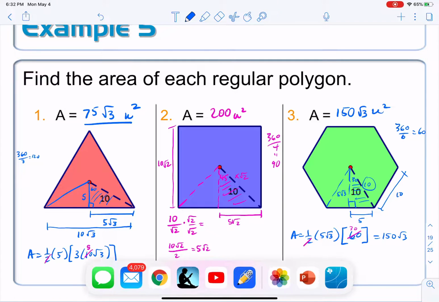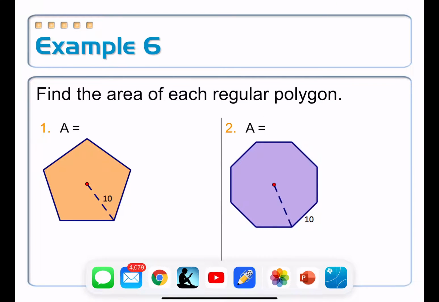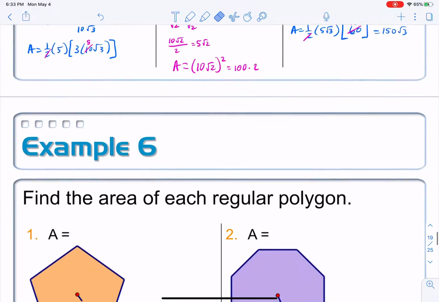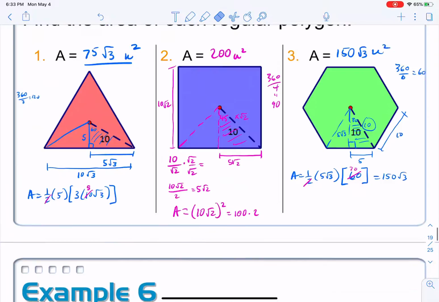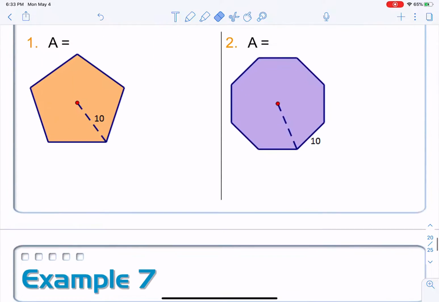All right, do we have more of these? We probably do. In example 6, find the area of each of these regular polygons. So again, I have a pentagon, but this pentagon has the radius of 10, kind of goes in with the other problems that we had here. And then we have an octagon, and instead of given the radius, we're given the side length. Okay, so let's see what we're going to have to do for each one of these. That regular pentagon is going to be very similar to the one that we just did back in example 4, where we had to break it down with trig, because we only have the radius length.